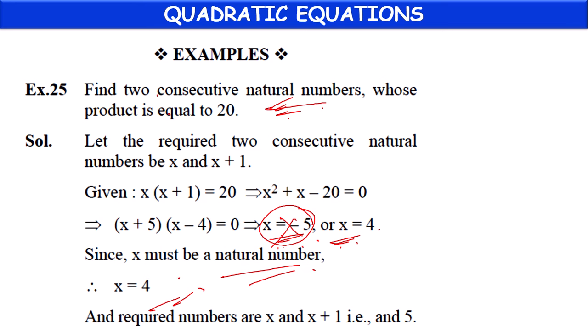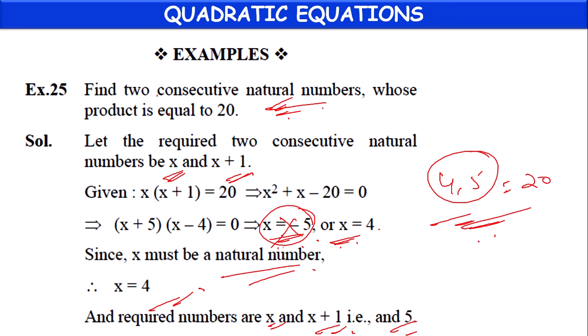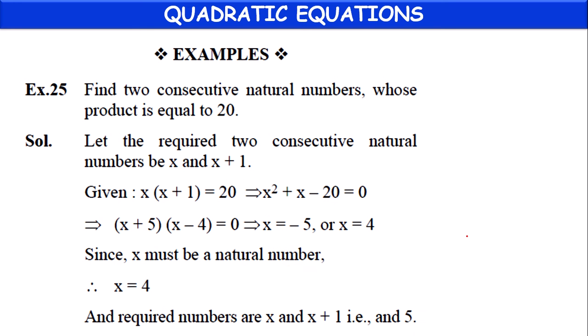And what are the required numbers? We have assumed them as x and x plus 1, means 4 and 4 plus 1, that is 4 and 5. 4 and 5 are the natural numbers whose product is 20. Like this, children, a normal word problem we can convert into a quadratic equation and find the solutions.